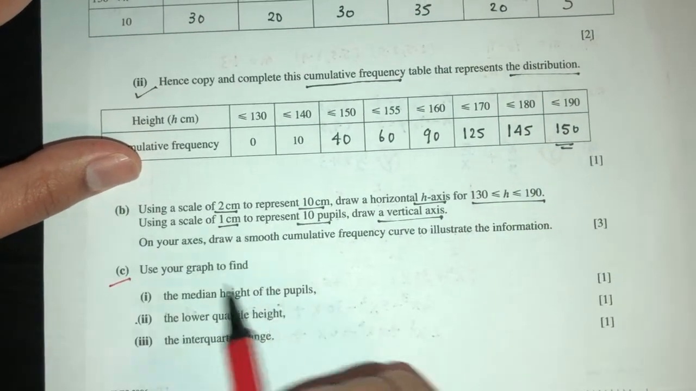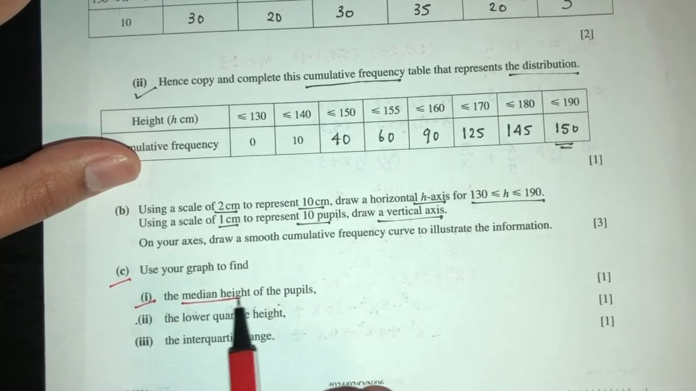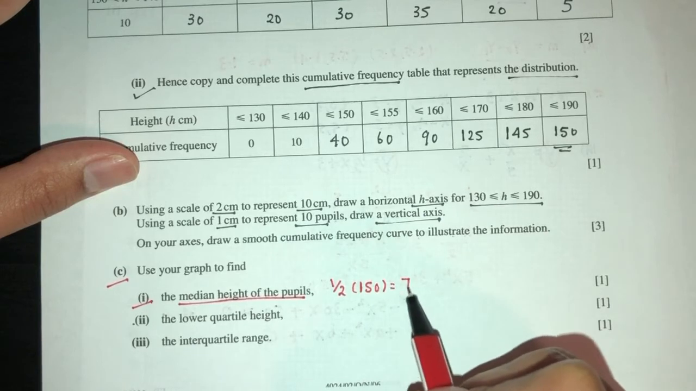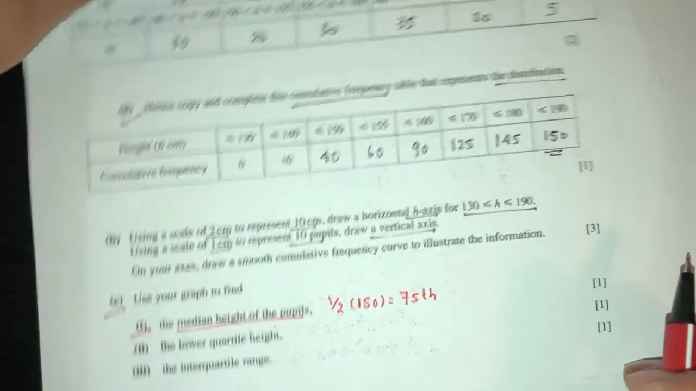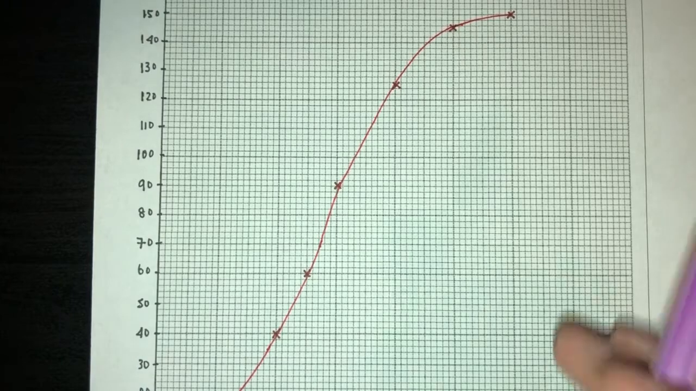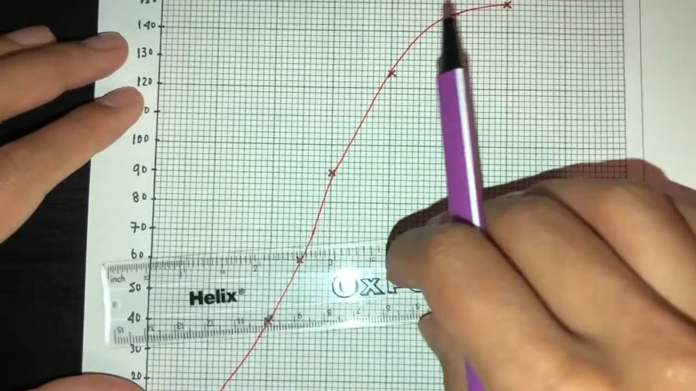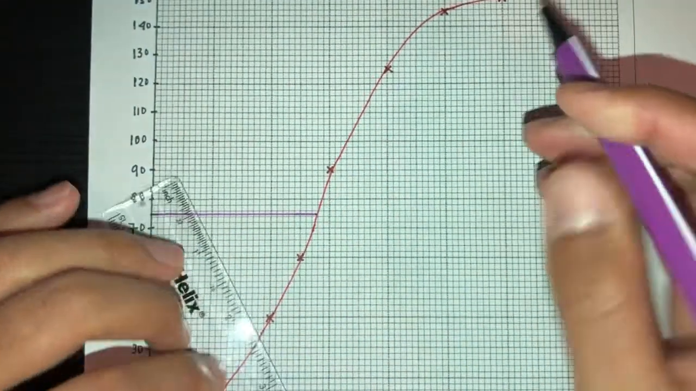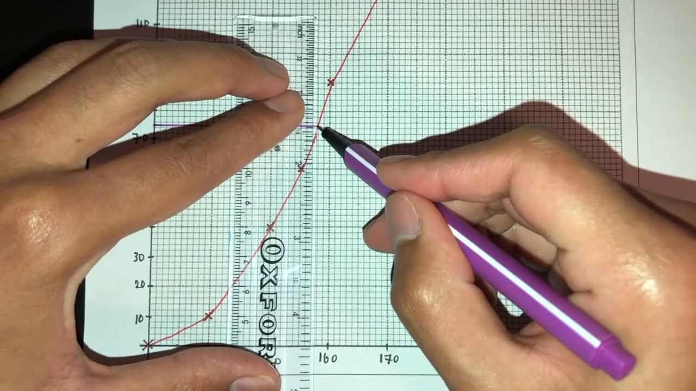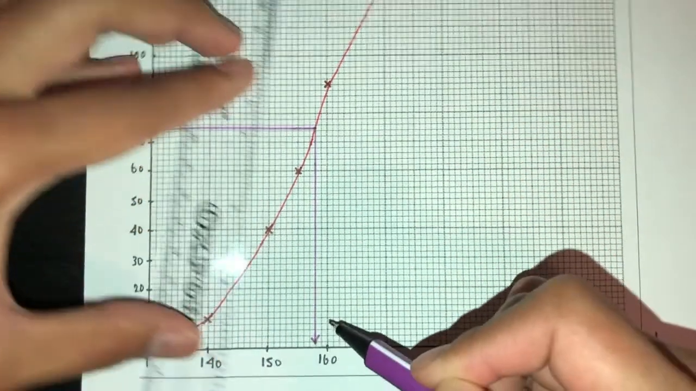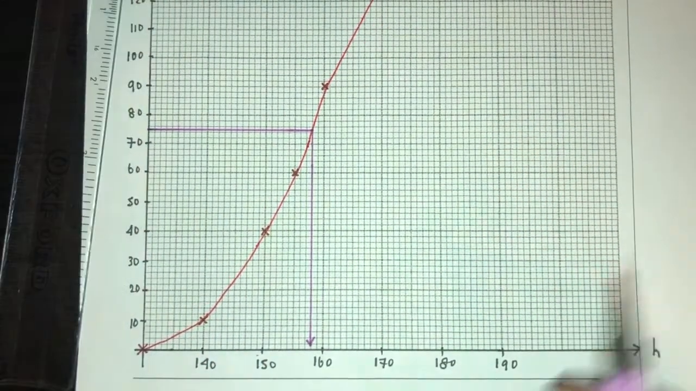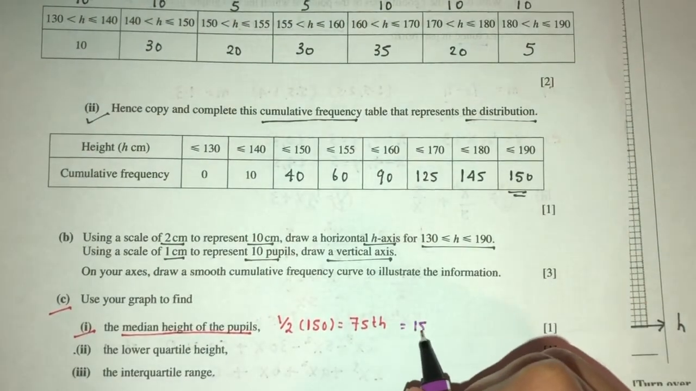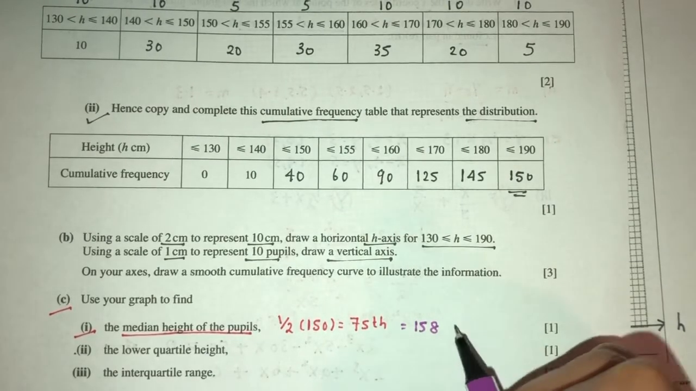So part C, use the graph to find, part 1, the median height of the pupils. It will be half of 150, that will be your 75th value. So let's go to 75. It will be between 80 and 70. According to my graph, it shows to be about 158. So my median is 158 centimeters.